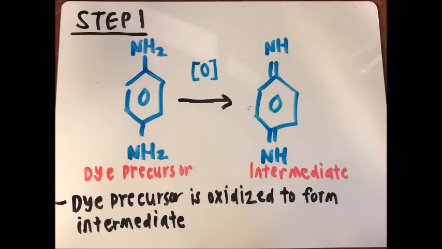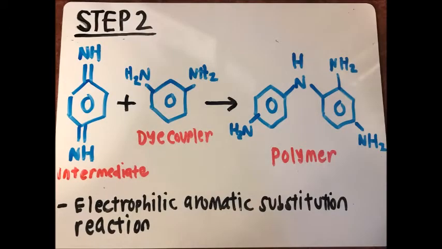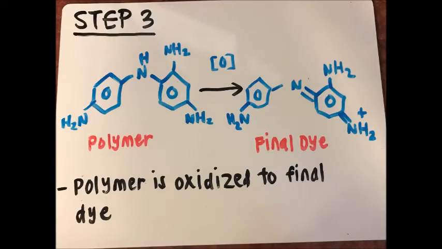In step 1, a small dye precursor is added to a developer and is oxidized to form an intermediate. In step 2, the dye coupler is added and reacts with the intermediate to form a larger polymer. In step 3, the polymer is further oxidized to form the final dye molecule, which is too large to leave the hair follicle.